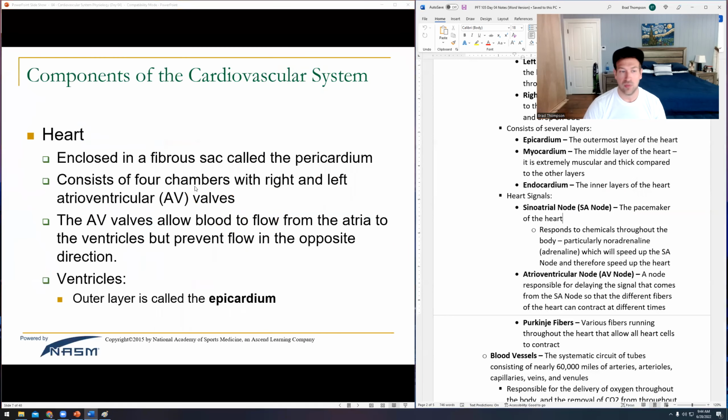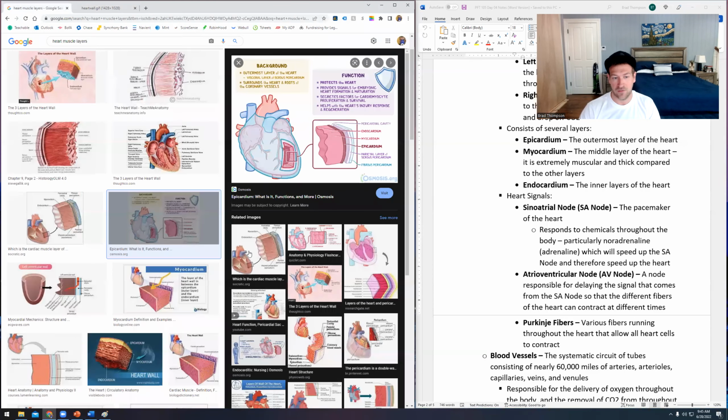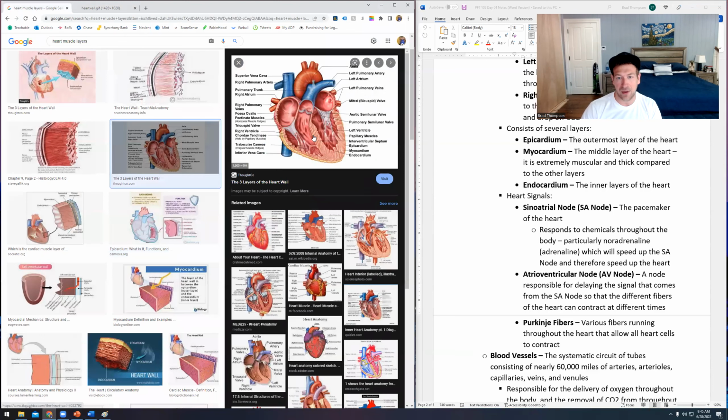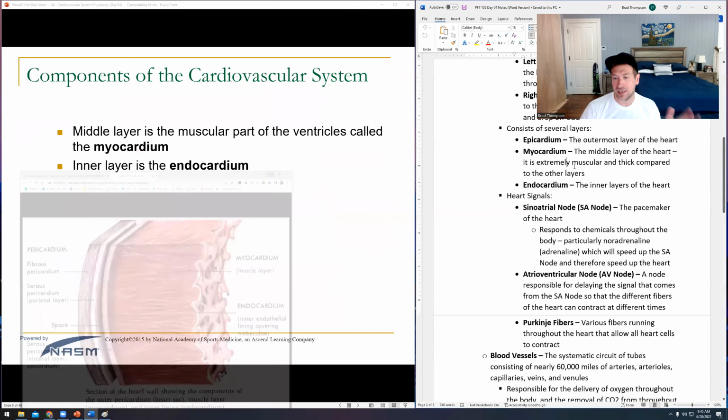Okay. So the epicardium is the outermost layer of the heart, and the myocardium is the middle layer of the heart, extremely muscular, extremely thick compared to the other layers, and no more muscular and no thicker than in the left ventricle, right? This is a great picture to highlight what I mean, but look at how thick this section surrounding the left ventricle is. That's because the left ventricle has to pump blood from your heart all the way down to your feet, which are not close, whereas the right side of the heart's job is easy, right? It just has to pump it a couple inches over to the lungs.